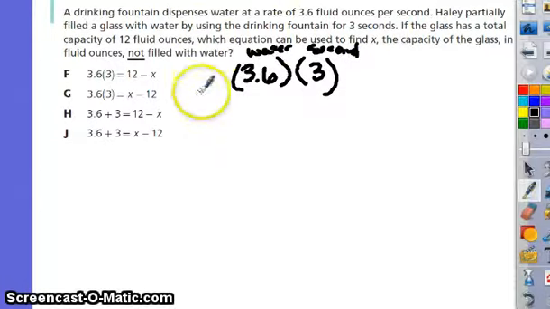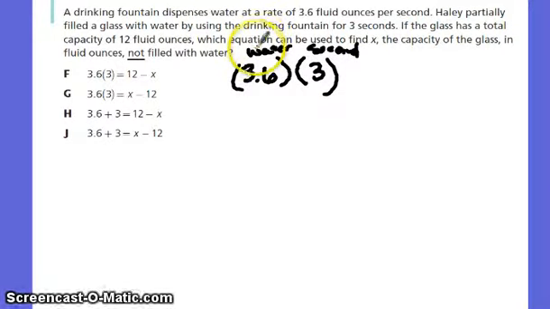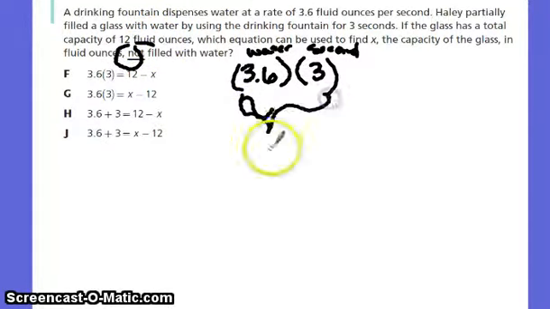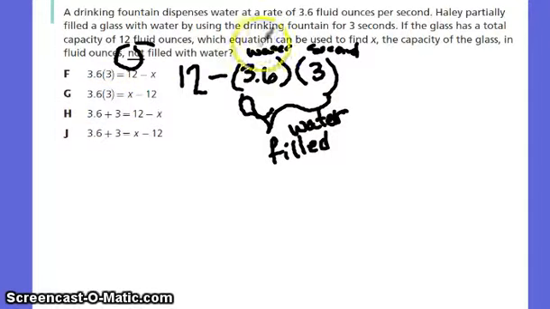If the glass has a total capacity of 12 fluid ounces, which equation can be used to find how much is not filled with water? I can't do these backwards. This is filled with water. And if it has a capacity of 12, I would say 12 minus whatever water is in there is how much it could hold, the capacity of it. And that would tell us how much is not filled.